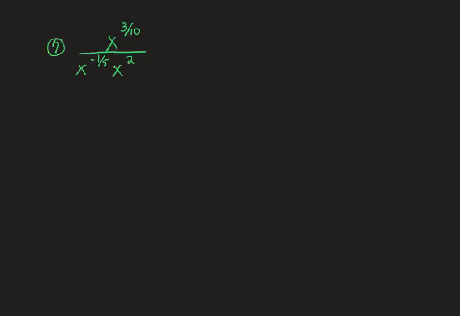Here we have everything written out as a fraction. What do I notice first? I notice I have a negative, so I'm going to get rid of that. This would be equal to x to the 1/5 times x to the 3/10 divided by x squared. Well, would you look at that? They're all the same base. That means when I'm multiplying, I can add the exponents, and when I am dividing, I can subtract the exponents.